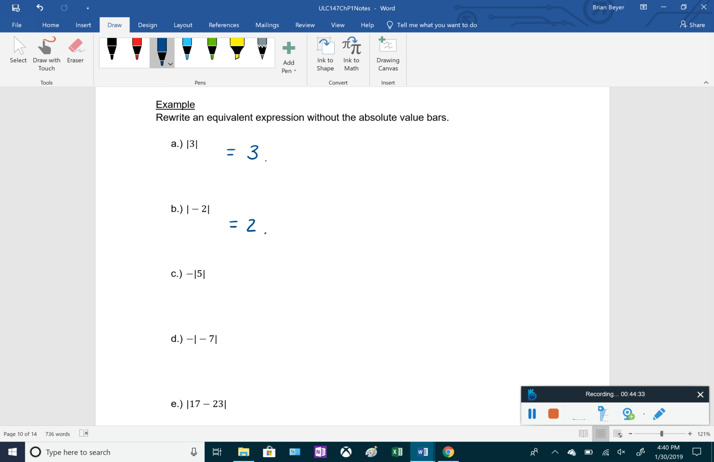For negative absolute value of 5, the absolute value of 5 is 5, but there's a negative out front. Order of operations says we have to keep it negative afterwards. Another way of thinking about this is -1 times the absolute value of 5. So this would be negative 1 times 5, which would be negative 5.